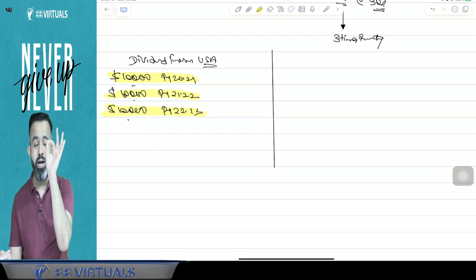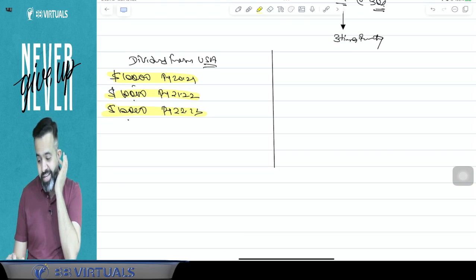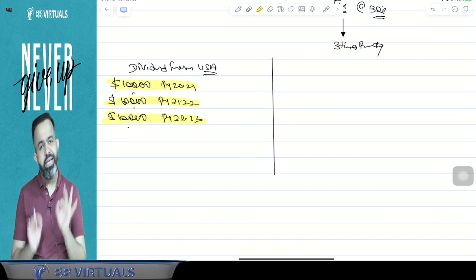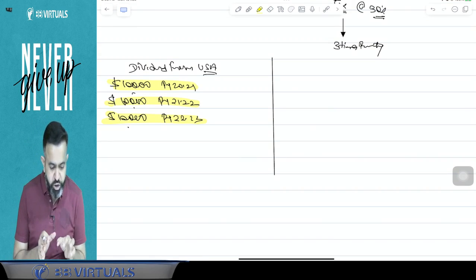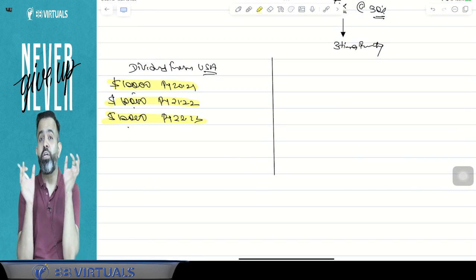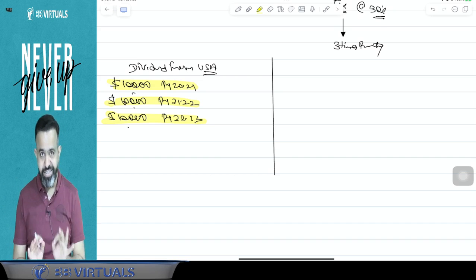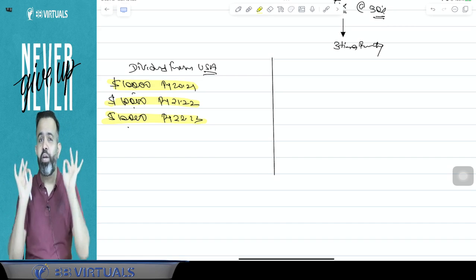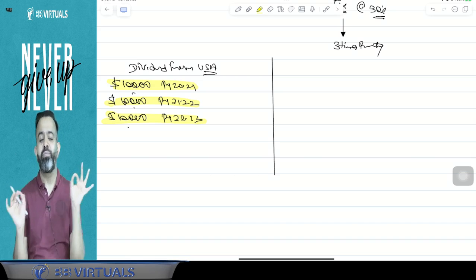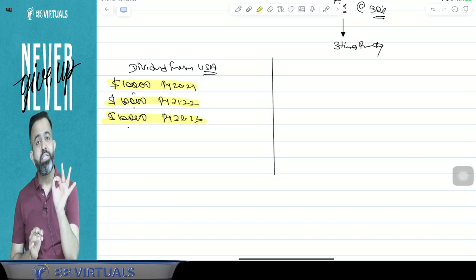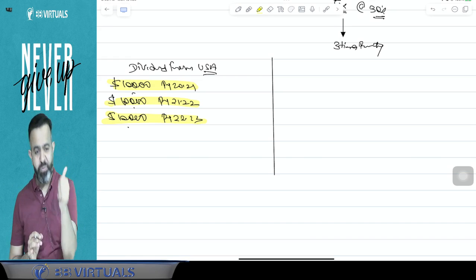But guys, if there is an undisclosed foreign asset, then the asset will be chargeable to tax in the previous year in which it comes to the notice of the assessing officer. Means here, if there is an undisclosed foreign asset, then that will be chargeable to tax in the year in which it comes to the notice of the AO.